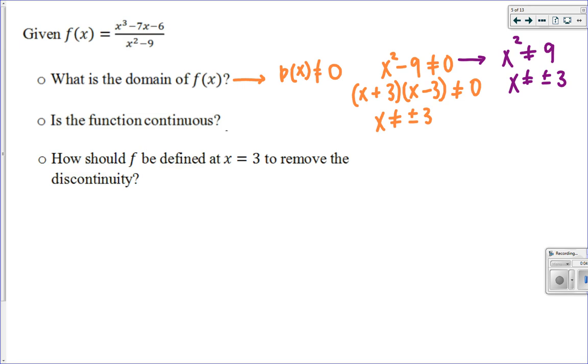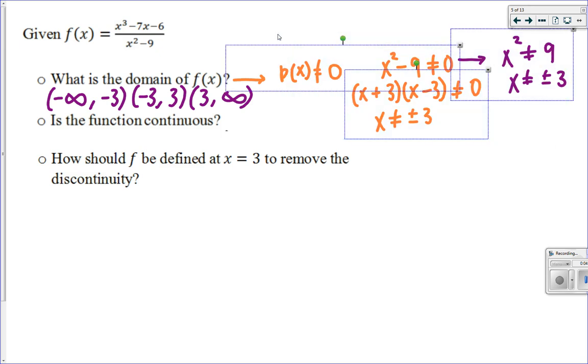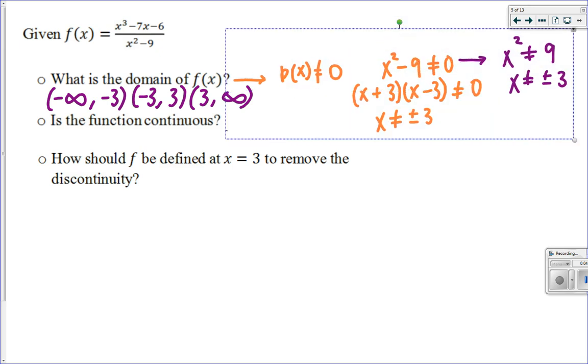How would we write this? Think about it, pause the video. All right, we got from negative infinity to negative 3, from negative 3 to positive 3, and then positive 3 to positive infinity. I am including everything except those values of 3 and negative 3. So that's our domain.